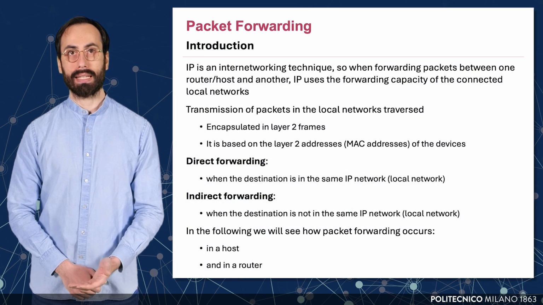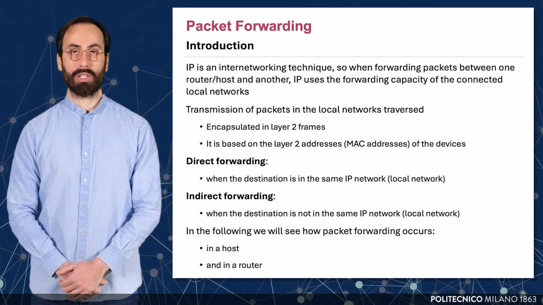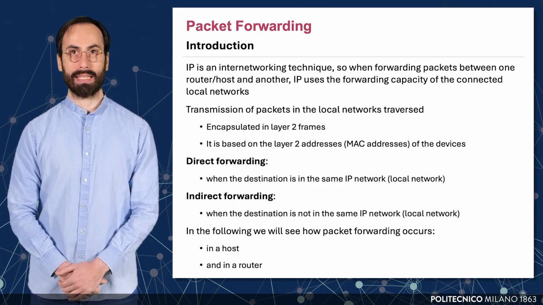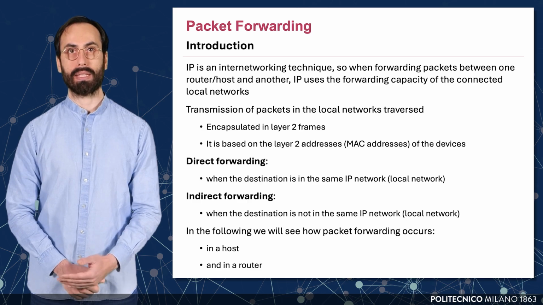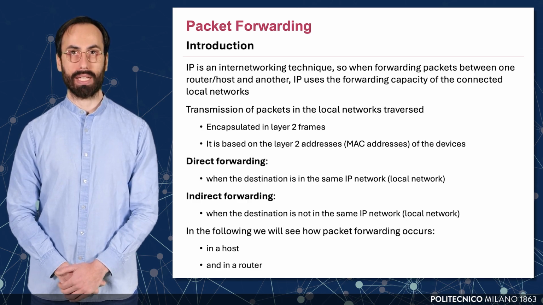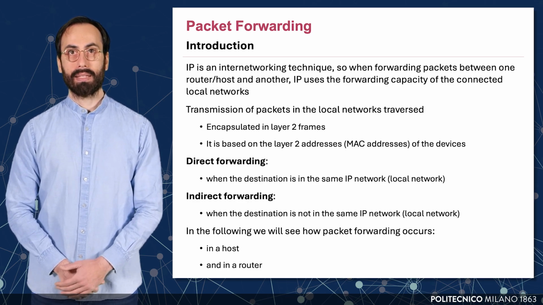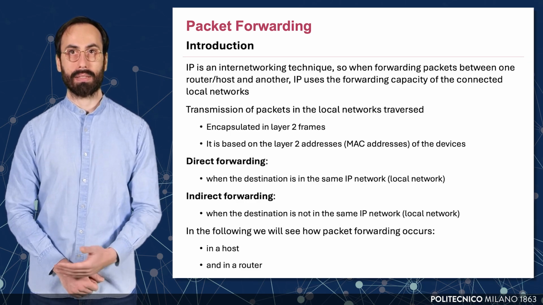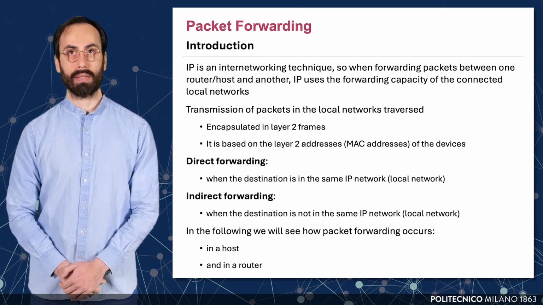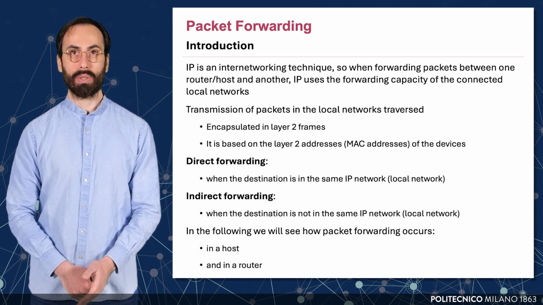Packet forwarding is at the heart of how IP enables communication across networks. When sending data between hosts or routers, IP relies on the forwarding capabilities of local networks, which use Layer 2 mechanisms. Packets are encapsulated in Layer 2 frames and transmitted based on MAC addresses. There are two scenarios. Direct forwarding is used when the destination is in the same IP network.